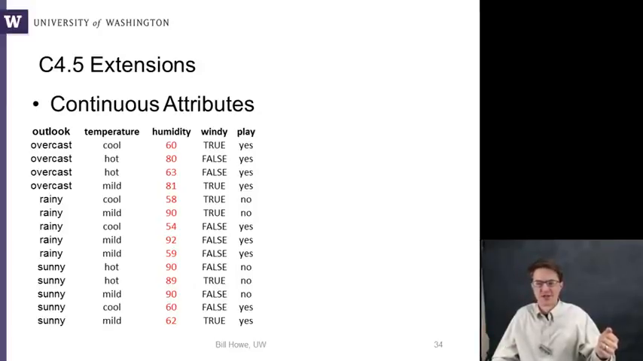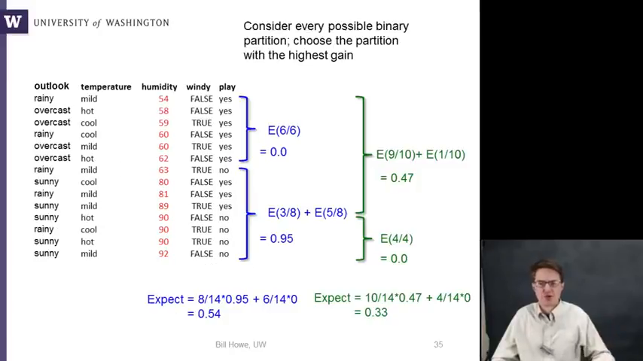Well, you can imagine that if we sort the data set in increasing order of humidity, every point in this humidity data set represents a possible place to split it into two choices, high and low. Okay, and so what we can do is just evaluate each one of those choices and measure the information gain and choose the point which gives us the highest information gain. And so here's what that might look like.